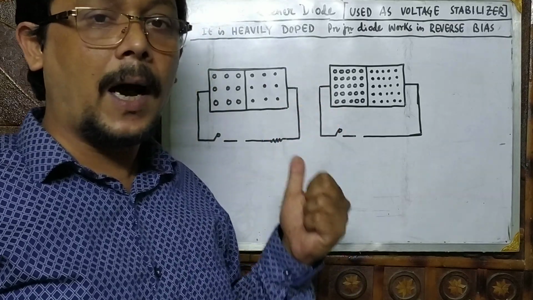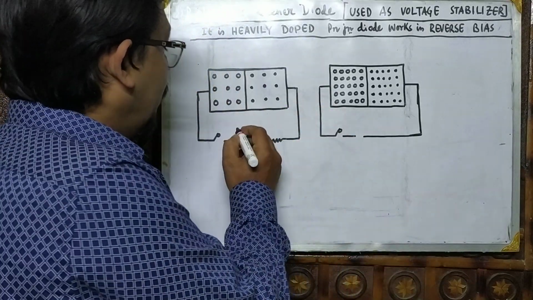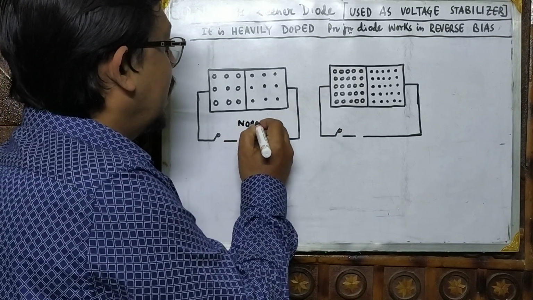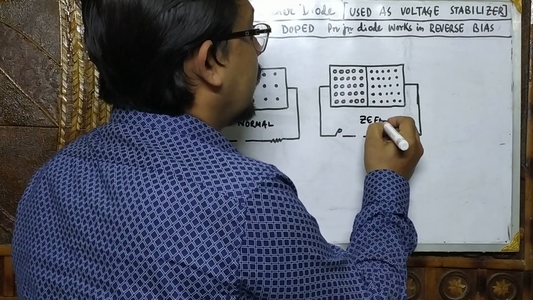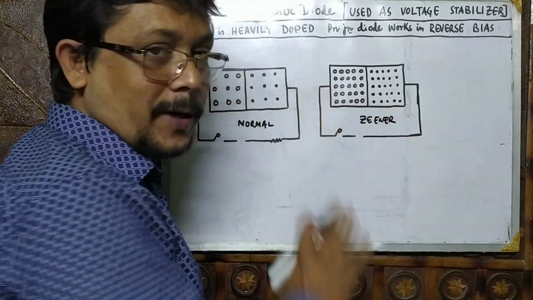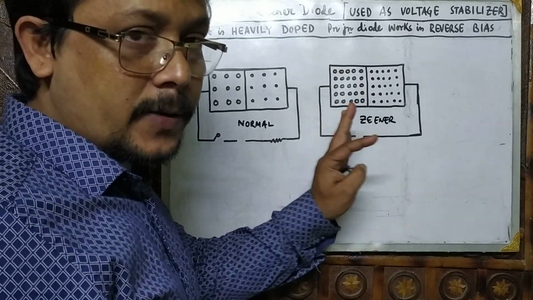Now come to the theory, how it works. It is a little bit critical theory. Just see, this is one normal PN junction. This is the normal PN junction diode, and this is our Zener diode. These will be connected in reverse bias. Now the connection is not there. Remember, there is no connection. So before connection, see what happened.